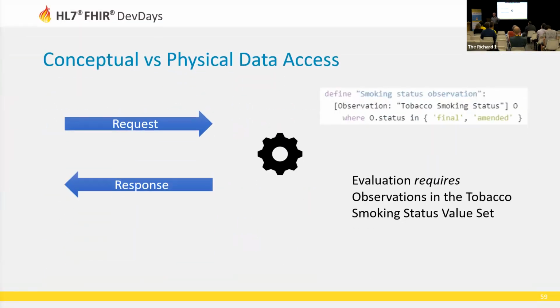All right, data access. So conceptual versus physical data access. If I look at this expression, smoking status observation, this is giving me observations in the tobacco smoking status value set where the status is final or amended. This evaluation requires those observations in order to run. If it's not given those, you can't really get an evaluation of this. So when we talk about getting that evaluation, we're talking about a request, and then the response is going to give us the results of that evaluation. So how that actually happens depends on where it runs and what it has access to.